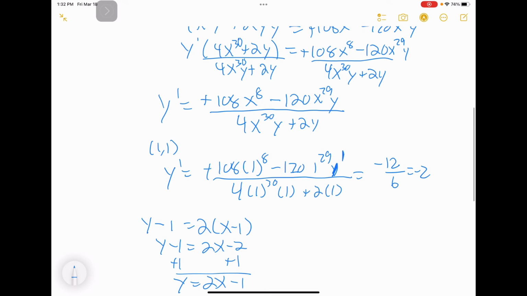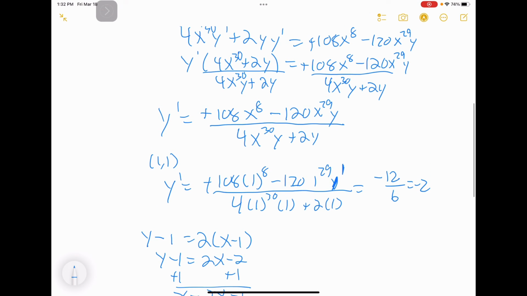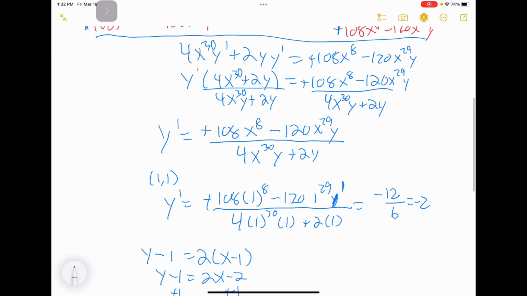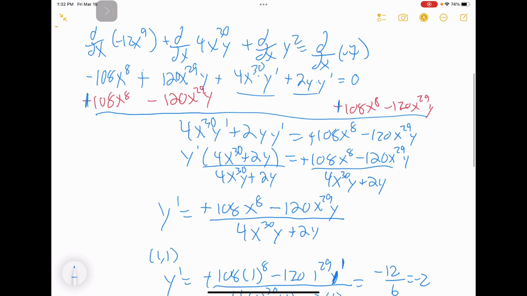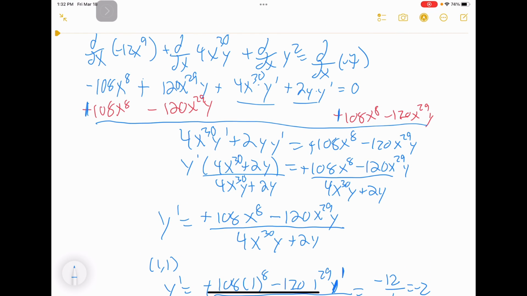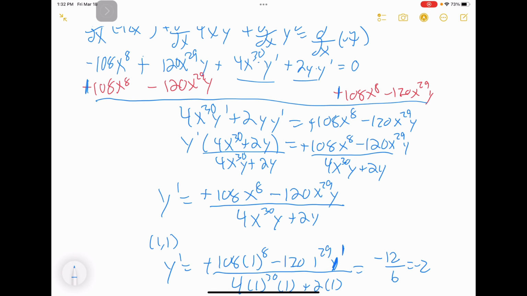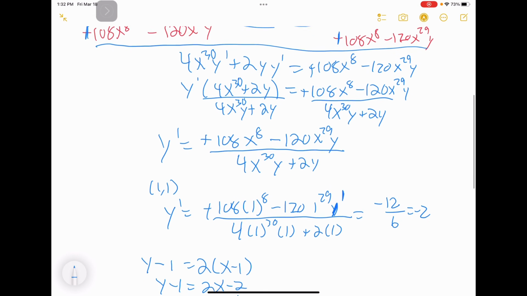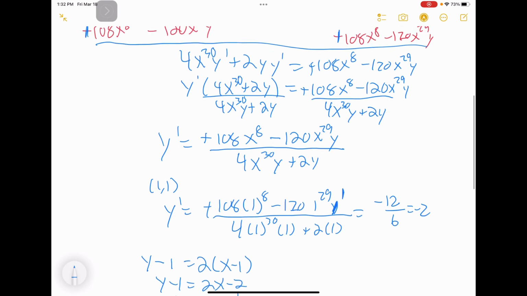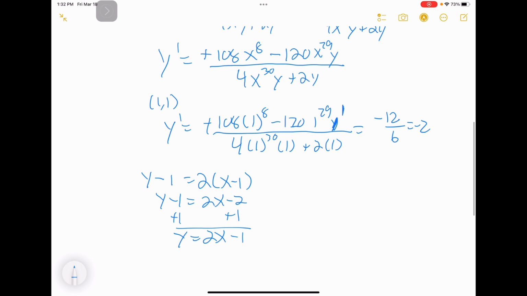I'm going to just double check my math here, looking for any sign errors. I feel like there's a sign error somewhere. And that looks about right. Okay, hope that helps.